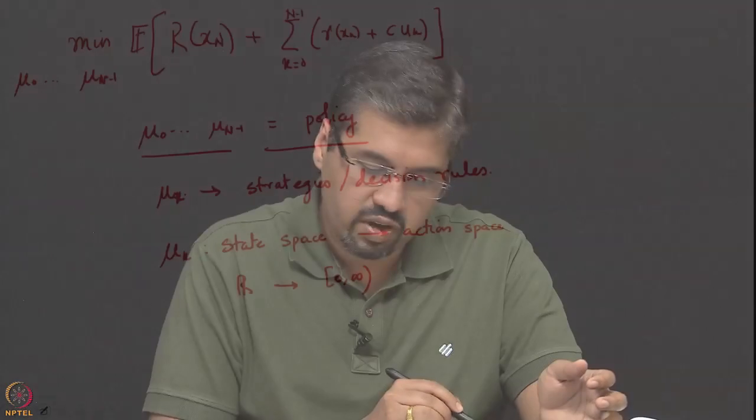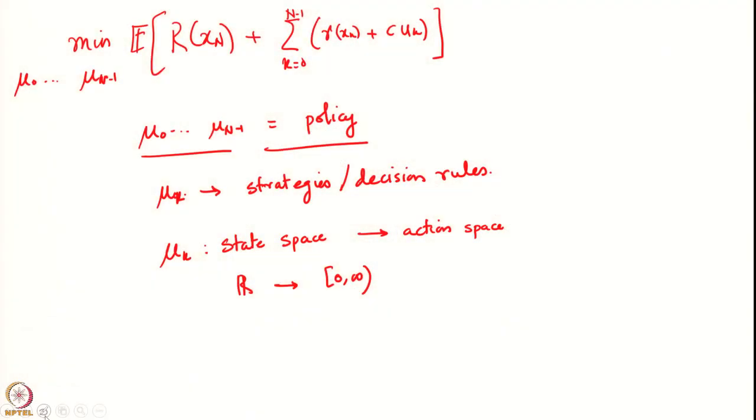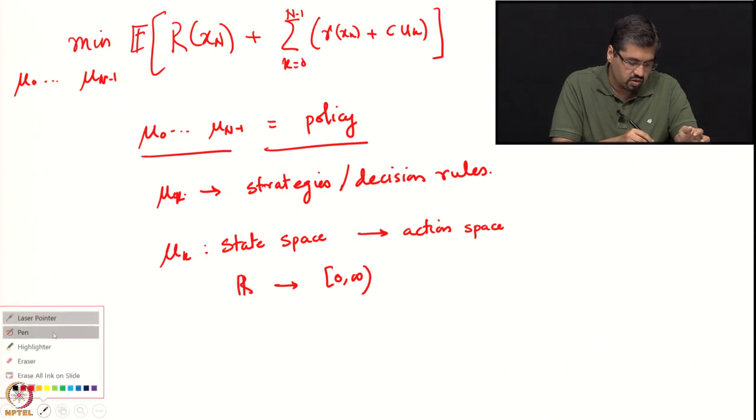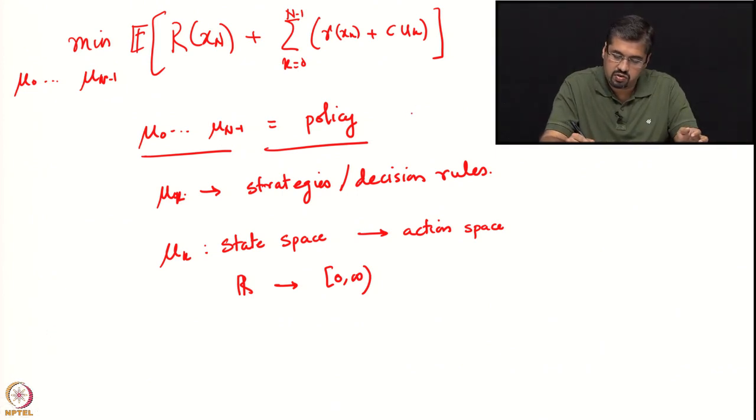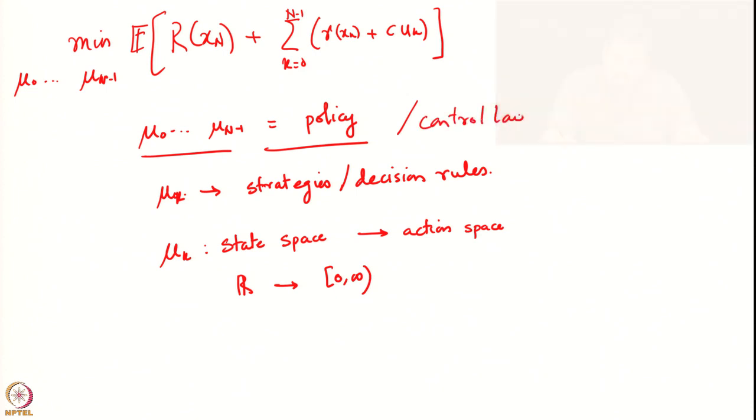So what we can compute at the start of the problem is not the actual actions, but these functions. We call these strategies or decision rules. Mu 0 to mu n minus 1 was called a policy. Another term, often used for this, is a control law. So mu 0 to mu n minus 1 is often called the control law.